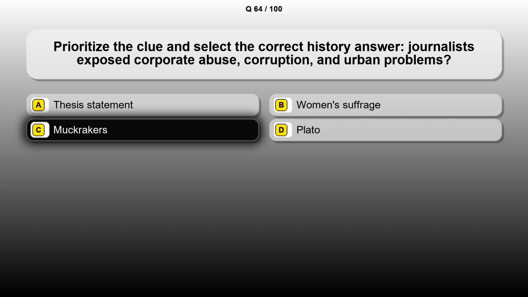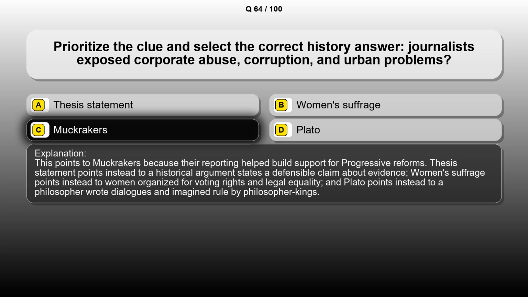The correct answer is option C, muckrakers. This points to muckrakers because their reporting helped build support for progressive reforms. Thesis statement points instead to a historical argument states a defensible claim about evidence. Women's suffrage points instead to women organized for voting rights and legal equality, and Plato points instead to a philosopher who wrote dialogues and imagined rule by philosopher-kings.